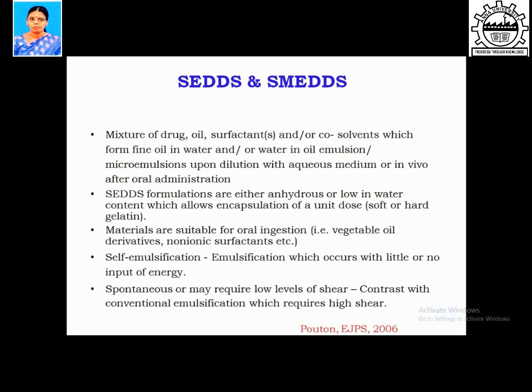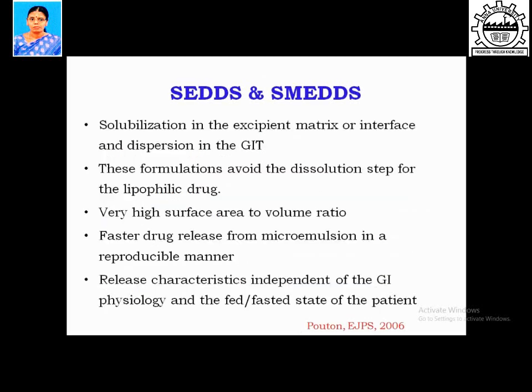And next comes the self-microemulsifying drug delivery systems. So here you are using a mixture of drug, oil and surfactant and/or co-solvent which can form a very fine oil in water or water in oil emulsion. And upon dilution, you can use it for oral administration. So these self-emulsifying drug delivery systems are either anhydrous or low in water content, which allows the encapsulation of the drug substance. And whatever the material you are using, they are mainly useful for oral ingestion. And emulsification occurs with little or no input of energy. So it is a self-emulsifying delivery system.